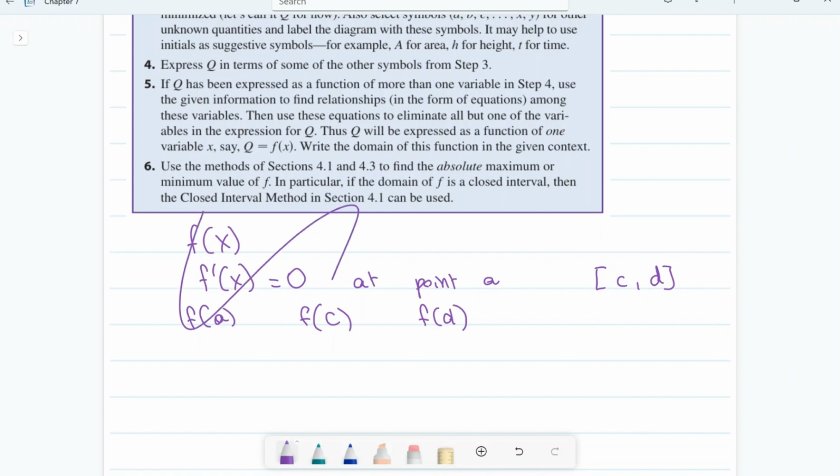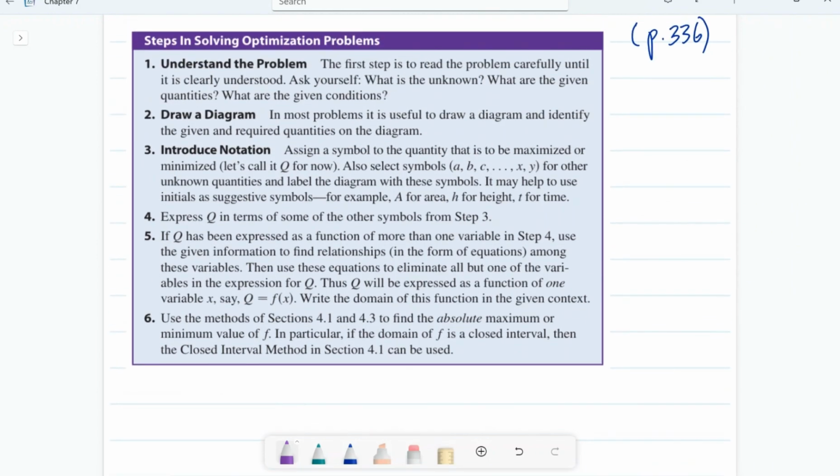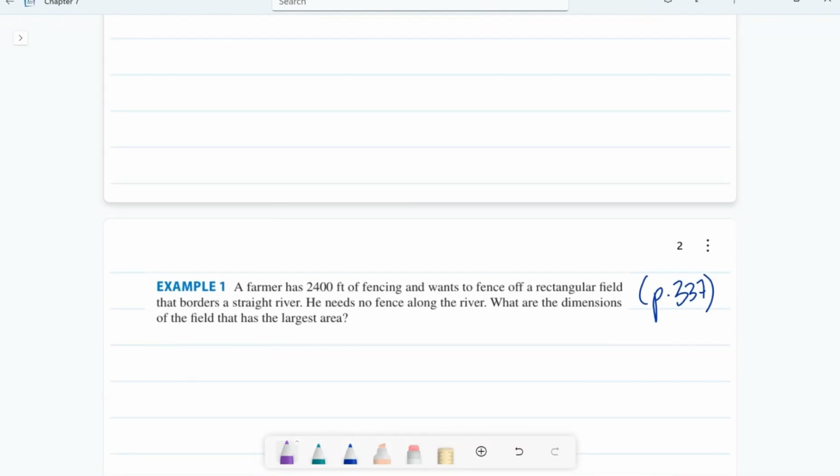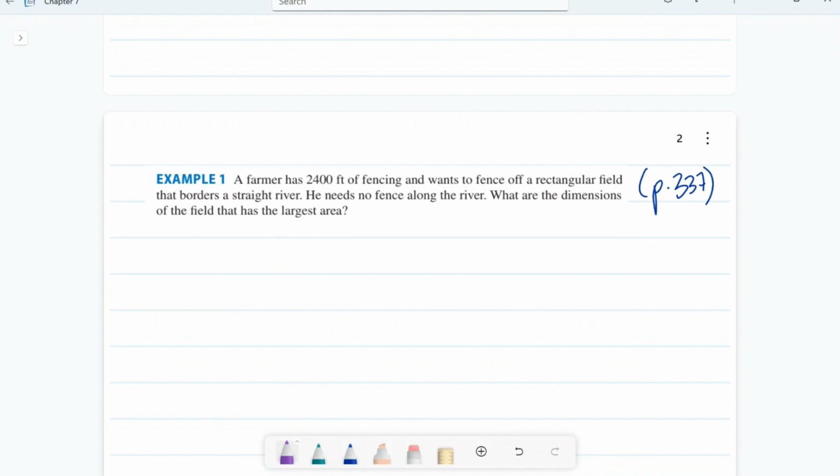So again, don't worry about this. We will look at these different methods. In different problems, in one of the problems we'll use the closed interval method, and in another we will use the first derivative test. So let's start.